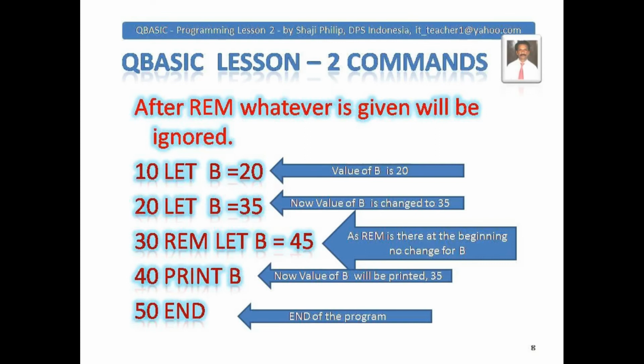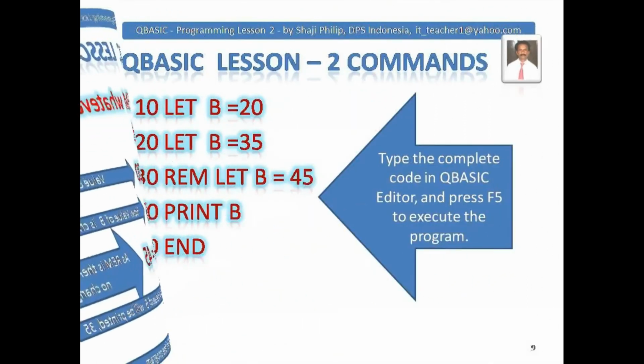That means line number 30 will be totally ignored because there is a rem given before the command. The 50th line is end. It is showing the end of the program. Please try this program in your QBasic editor and find it out. What is the output of this program? Are you getting 35 or 45 or 20?